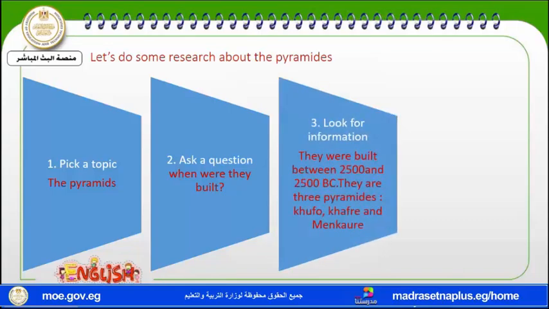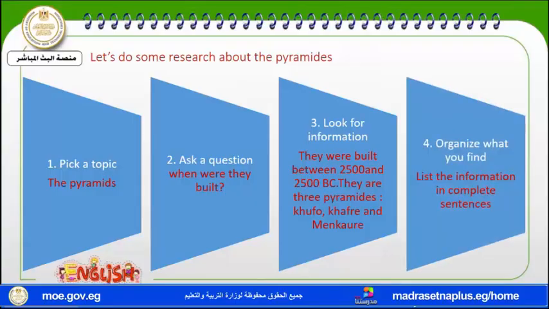And when we researched it, we found this information. We found that the pyramids were built between 2500 and 2600 BC, and that there are three pyramids: Khufu, Khafre, and Menkaure. And also, we are going to write this in complete sentences. These were the steps to do the research about the pyramids.